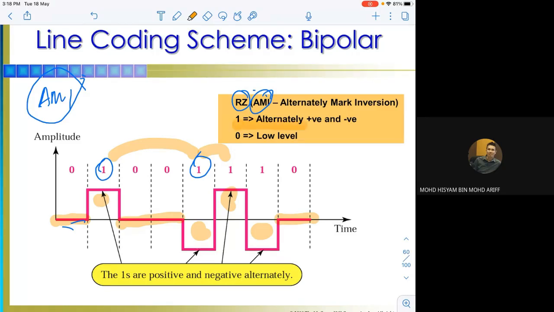1, alternately positive and negative, 0, low level. Maksudnya kalau 0, semua berbual 0. Clear? Senang je ni, okay je, jangan risau.